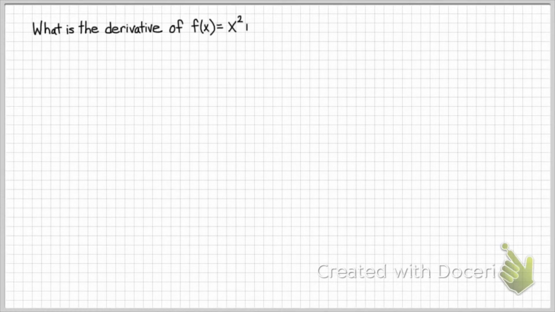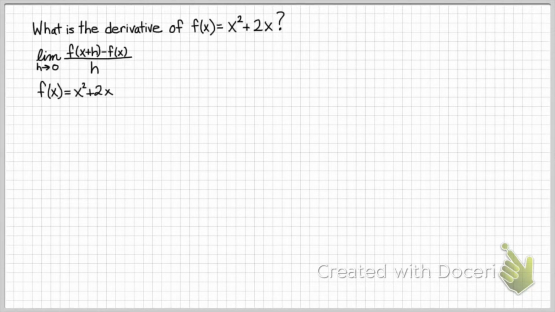What is the derivative of f of x if it is equal to x squared plus 2x? Well, let's start with the formula that we just figured out. It's the limit as h approaches 0 of f of x plus h minus f of x over h. f of x was stated in the problem, it's x squared plus 2x, and f of x plus h, well, we just substitute that for x, and we get (x plus h) squared plus 2(x plus h).